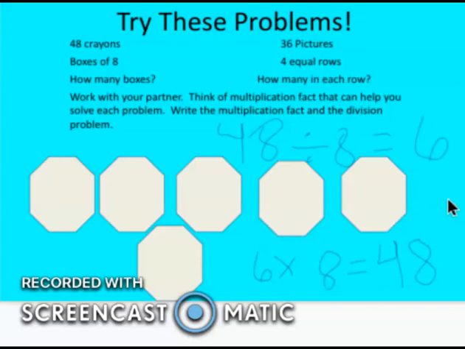Now, if you do know the basic fact, why would we not want to work smarter instead of harder? We don't have to draw those pictures when we know those basic facts and we know that fact family. So use that knowledge to help you.